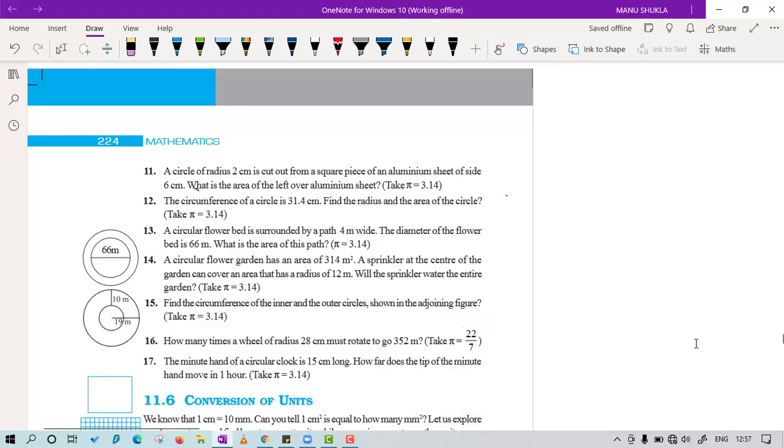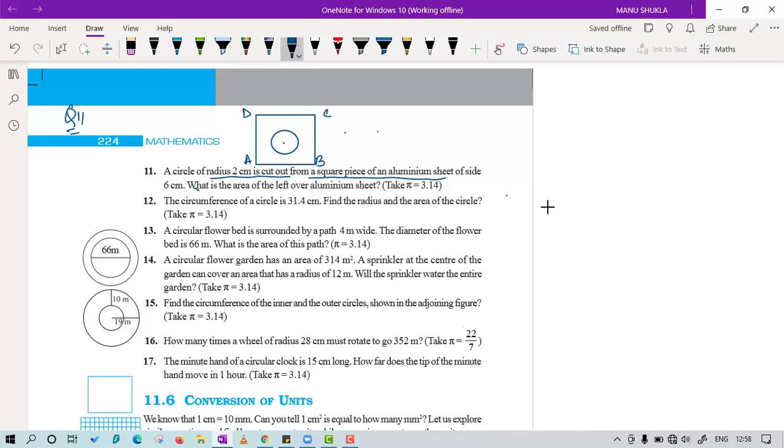Question number 11. They are saying a circle of radius 2 centimeter is cut out from a square piece of aluminium sheet. So we have an aluminium sheet in the shape of a square. Suppose this is the aluminium sheet ABCD, and we have to cut a circular sheet from this like this.